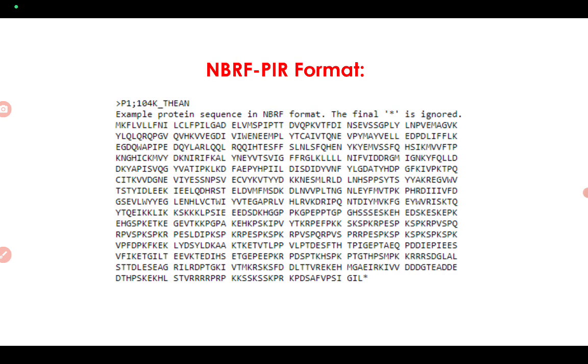Other format is NBRF format, or it is also known as PIR format. It has also the same recognition as that of FASTA format. So you can see here the greater than sign is there along with that, but there is P1 information. For example, P1 is related to proteins. It is specifically used for protein, as the name indicates, Protein Information Resource. Along with that, there are certain other symbols that are also available. So you can see here the information is related to protein sequence only.